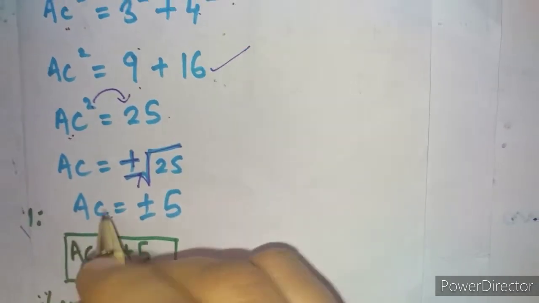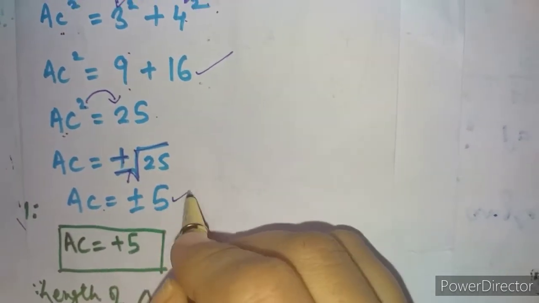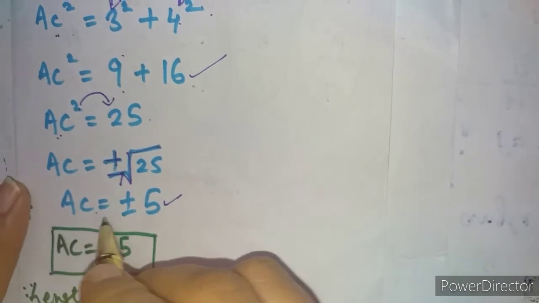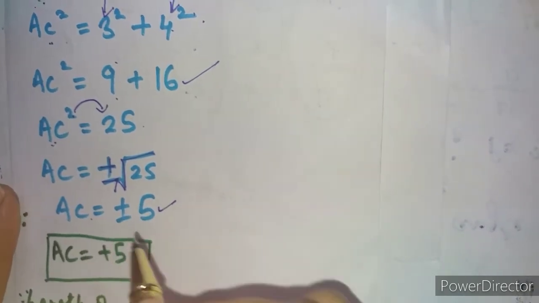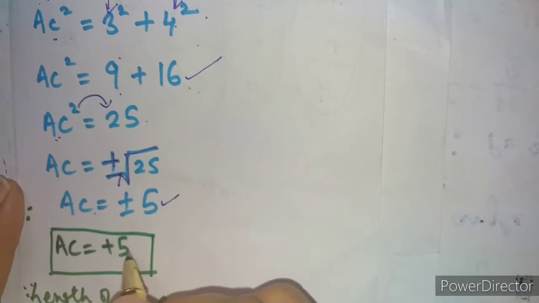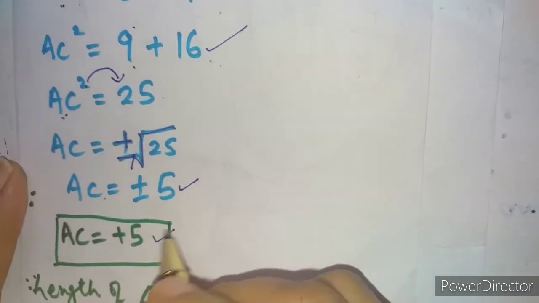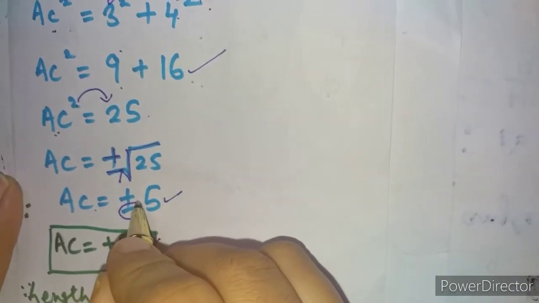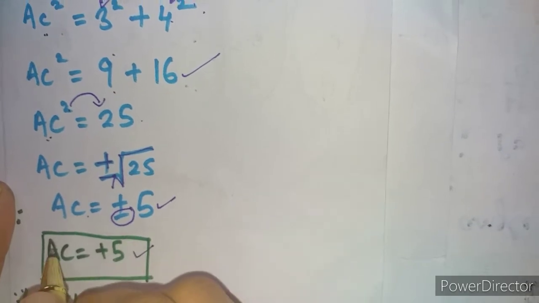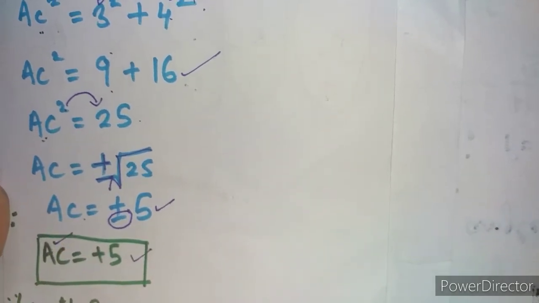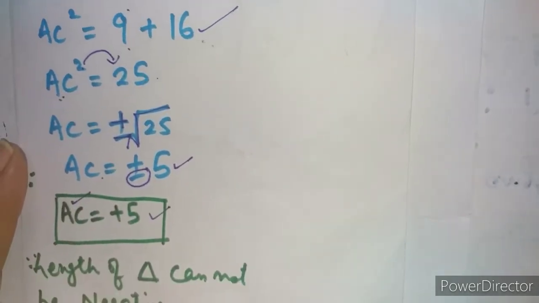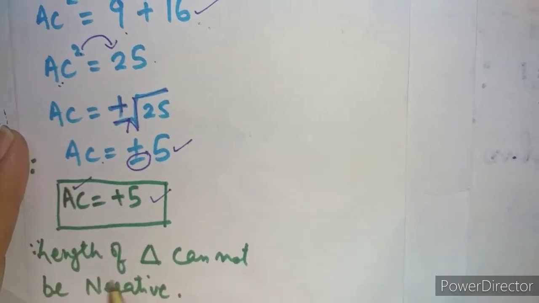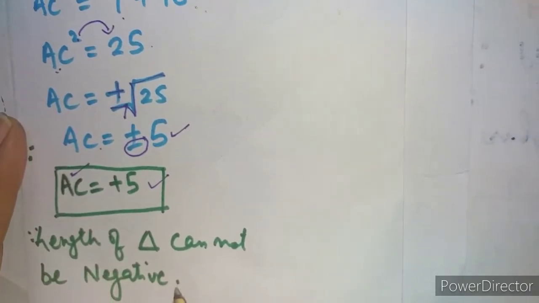Now, because the square root of 25 is 5, we have got AC to be plus minus 5. But why have I written only AC as plus 5? We have rejected the minus sign. Why? Because AC is one side length only, and the length of a side of a triangle cannot be negative.